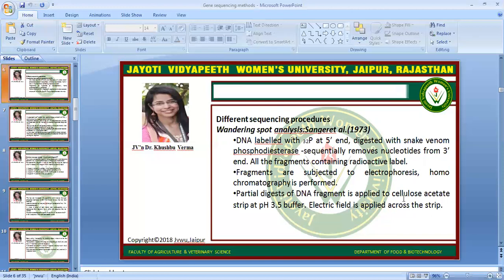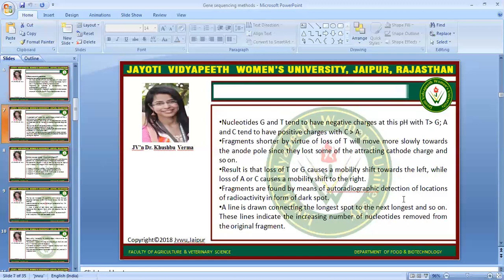Fragments are subjected to electrophoresis. Homochromatography is performed. A partial digest of the DNA fragment is applied to a cellulose acetate strip at pH 3.5 buffer. An electric field is applied across the strip. Nucleotides G and T tend to have negative charges at this pH, and A and C tend to have positive charges. Fragments shorter by virtue of the loss of T will move more slowly towards the anode pole, since they lost some of the attractive charges, and so on.